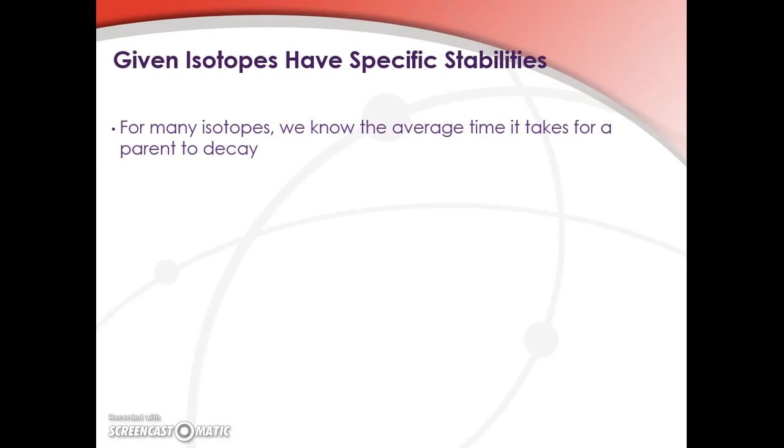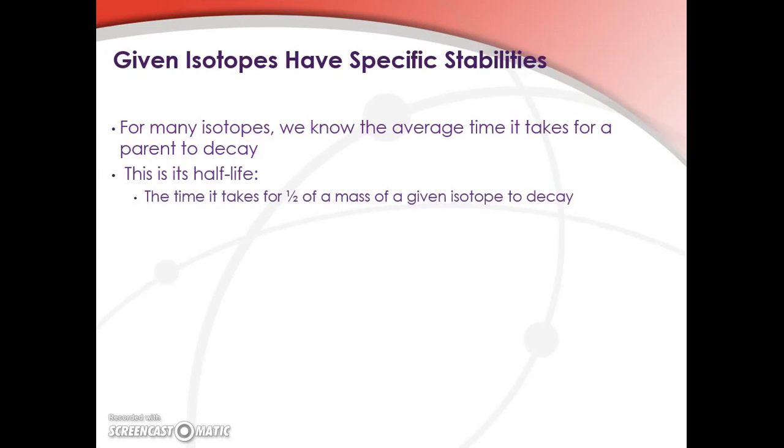So now let's discuss the probability that a given isotope will decay. We usually talk about that in terms of an isotope's half-life. So for many different isotopes, we have a very good measurement of the average time it takes a parent to decay. And this is its half-life, the time it takes for 1/2 of a mass of a given isotope to disappear.